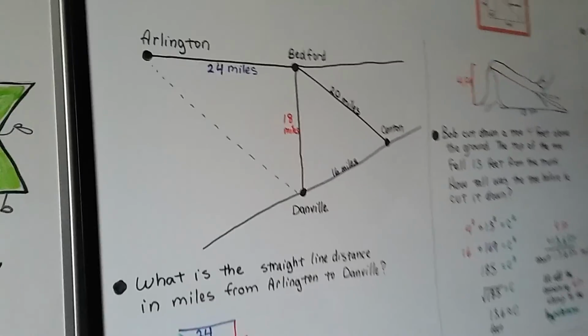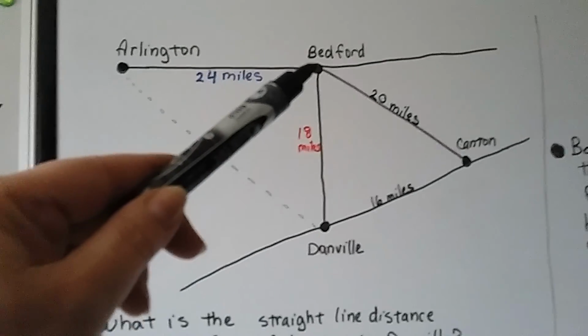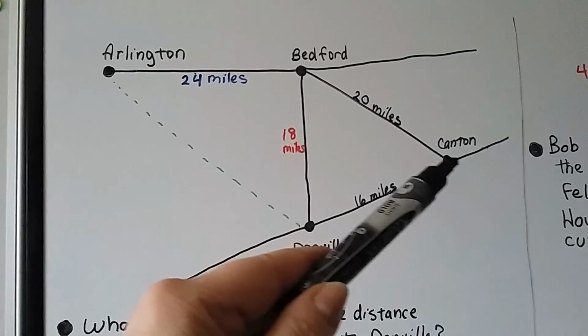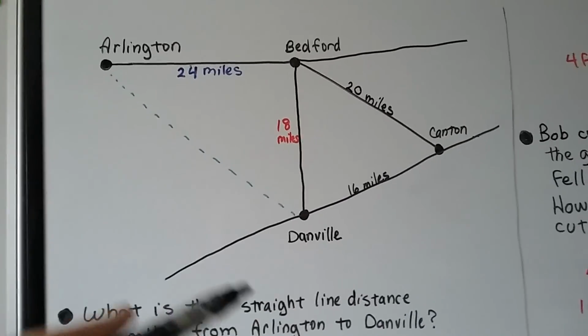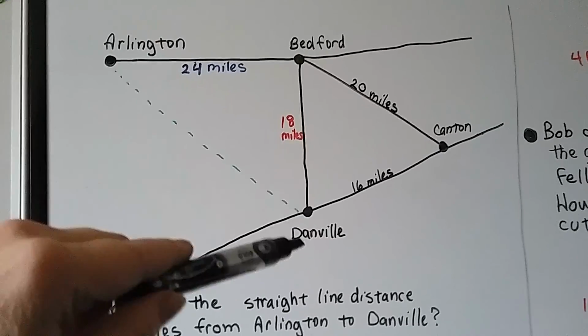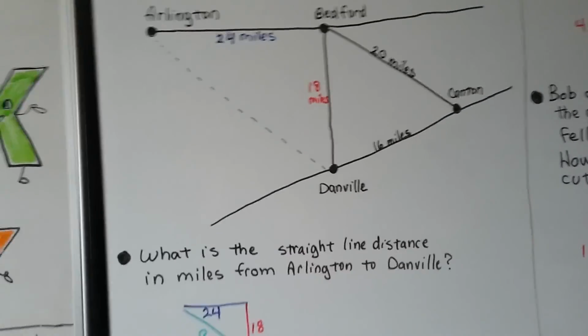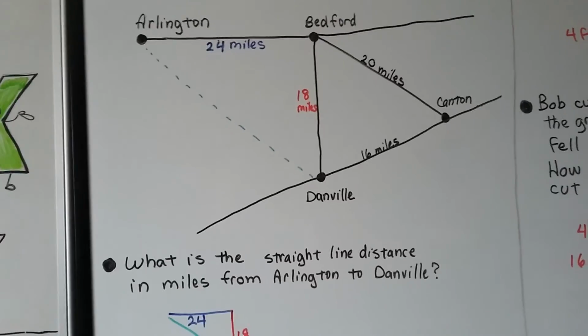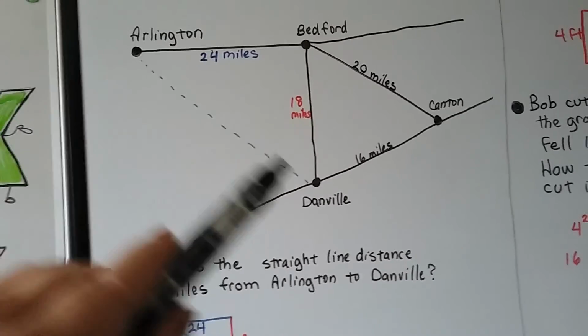Now we've got a map of a bunch of towns. Here's the town of Arlington, and 24 miles away is the town of Bedford. We can see 20 miles away is Canton, and then from Canton to Danville is 16 miles. From Bedford to Danville is 18. And the question is, what is the straight line distance in miles from Arlington to Danville? So from Arlington to Danville, it wants to know this.